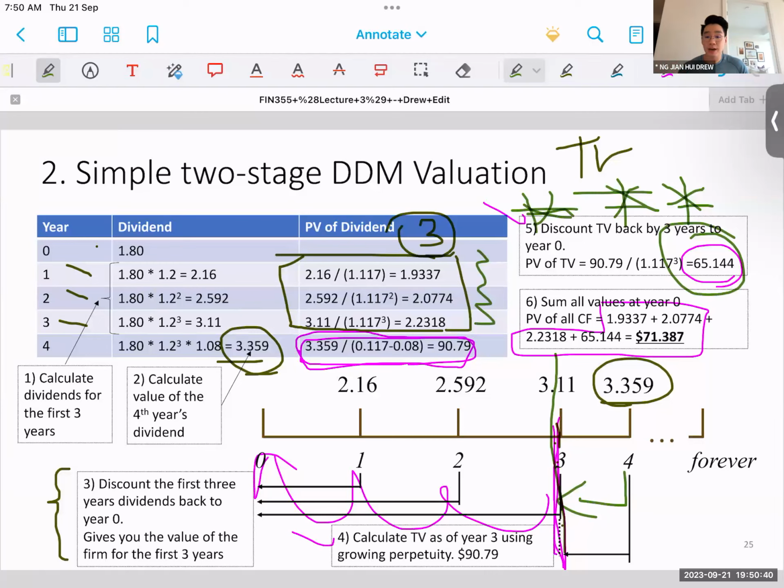Anyone need me to repeat? Why do we do that? Why do we need to discount terminal value? Everyone's good. No one needs me to repeat.